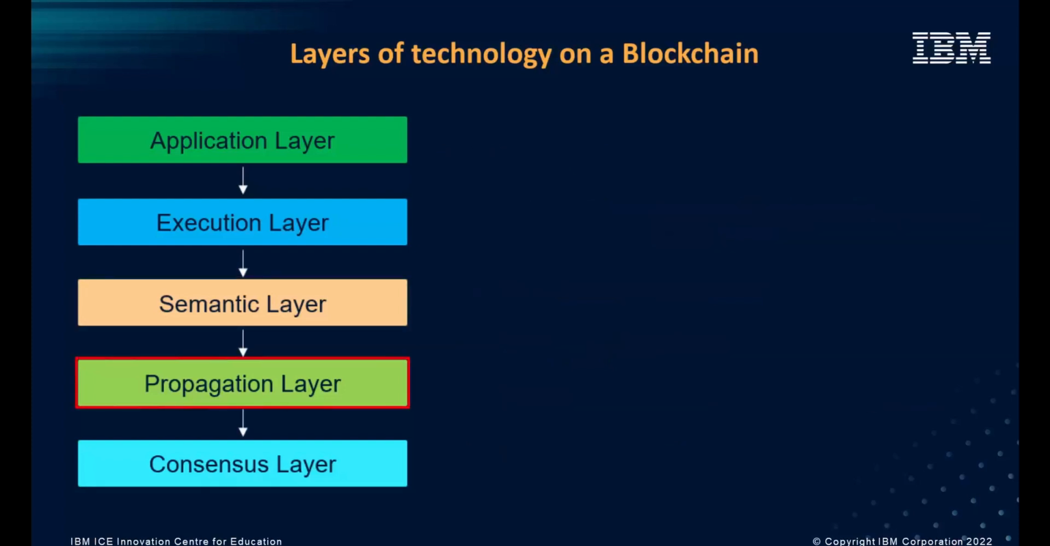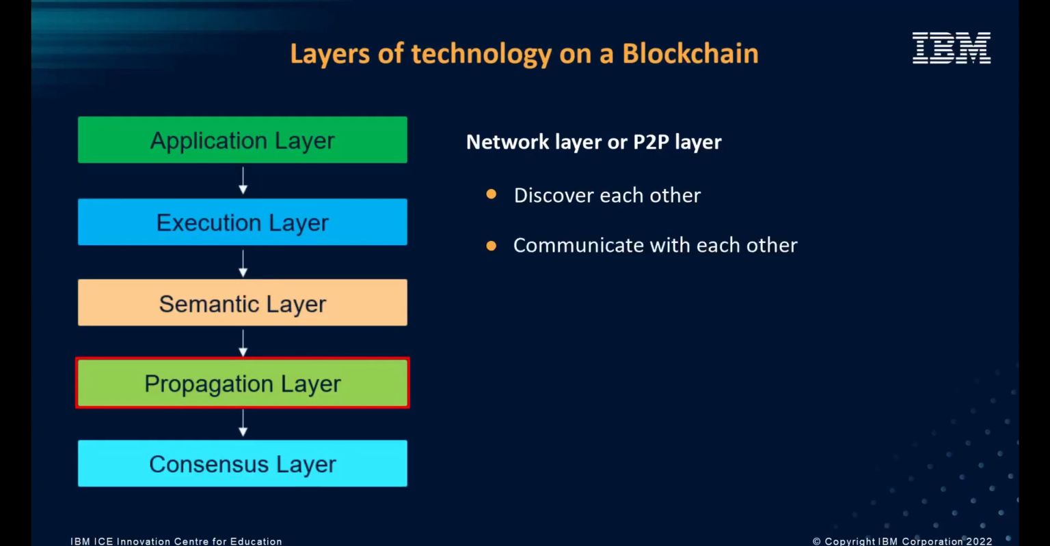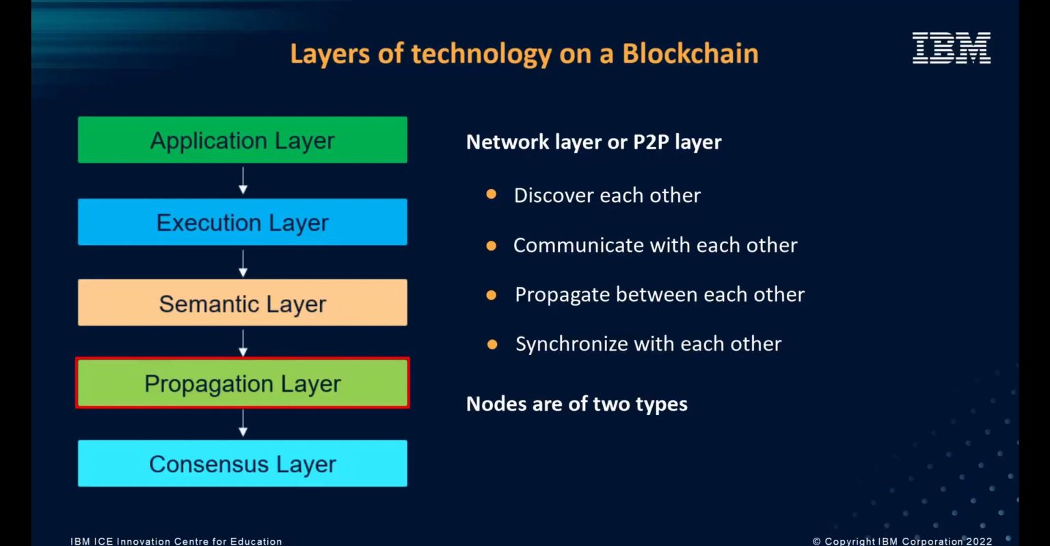4. Propagation layer. The propagation layer is also known as the network layer or P2P layer. This contains protocols that define how the ledger and blocks are transmitted between nodes in the network. It handles inter-node communication. This layer ensures that nodes can discover each other, communicate with each other, propagate between each other, and synchronize with each other. Nodes are of 2 types. They can be full nodes, which can perform everything, or light nodes, which can only send transactions with header keys.